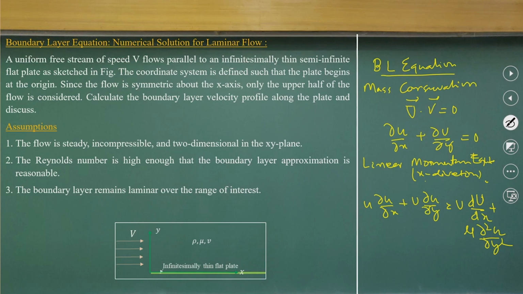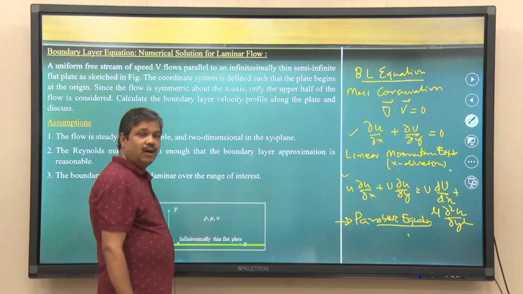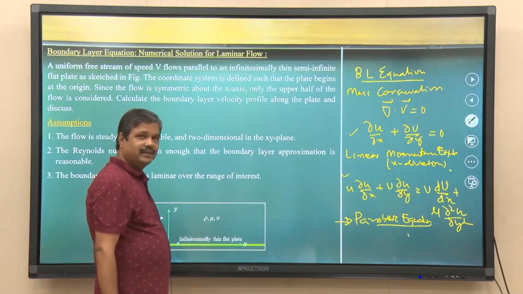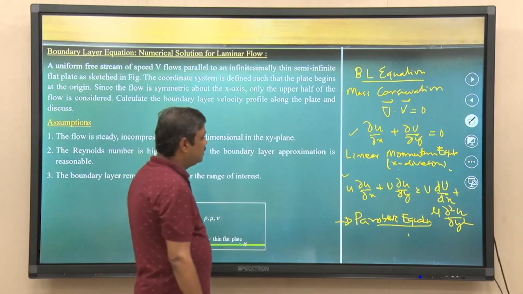This equation is of parabolic form, as compared to the Navier-Stokes equations. Solving these two equations is easy because from them we can get the solutions for u and v, and from those solutions we can get the boundary layer thickness, the wall shear stress, and the skin friction or drag coefficients. That is our idea, along with the thickness of the boundary layer.